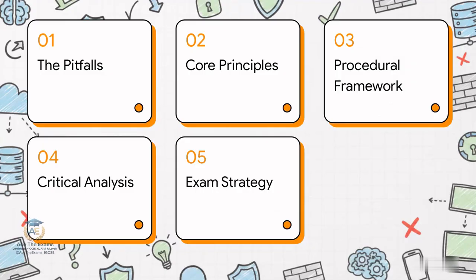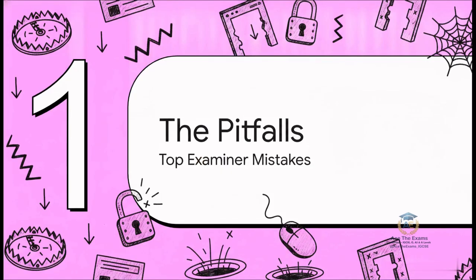Here is our clear, structured path for today's explainer. First, the pitfalls. Second, core theoretical principles. Third, the procedural framework. Fourth, mastering critical analysis. And fifth, the ultimate exam strategy. Section 1, the pitfalls. Let's look at exactly where things go wrong.